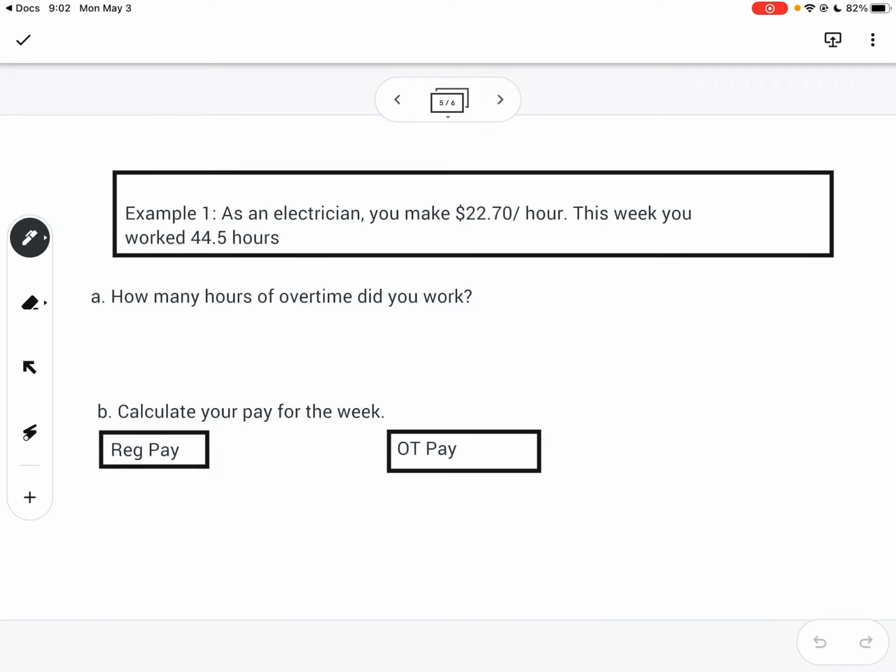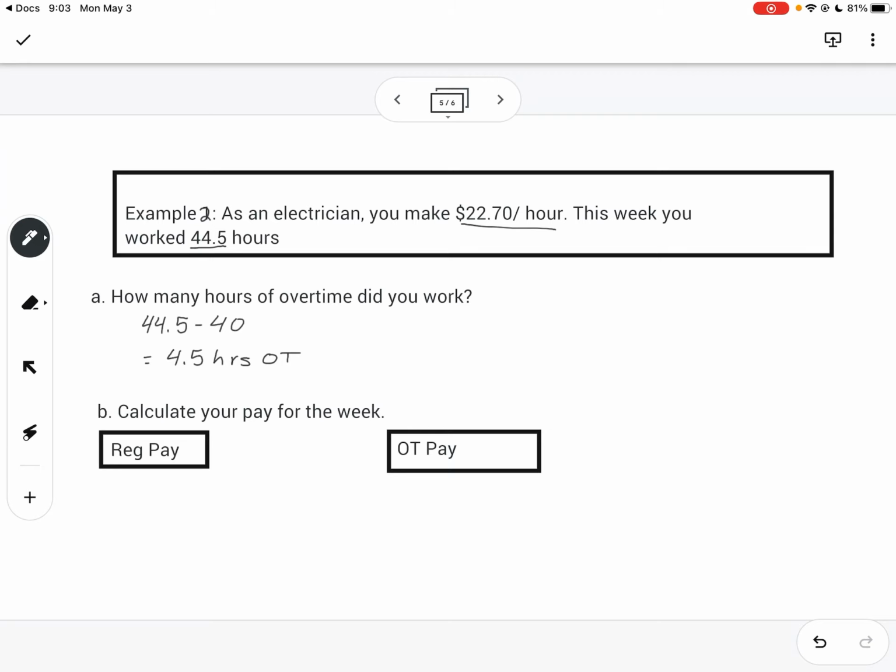Let's do one more example before we wrap up. This time you're an electrician and you make $22.70 an hour. This week you worked 44.5 hours. So the first thing we're going to figure out is how many hours of overtime did you work. So we're going to take our total number of hours, take away 40, which gives us 4.5 hours of overtime.